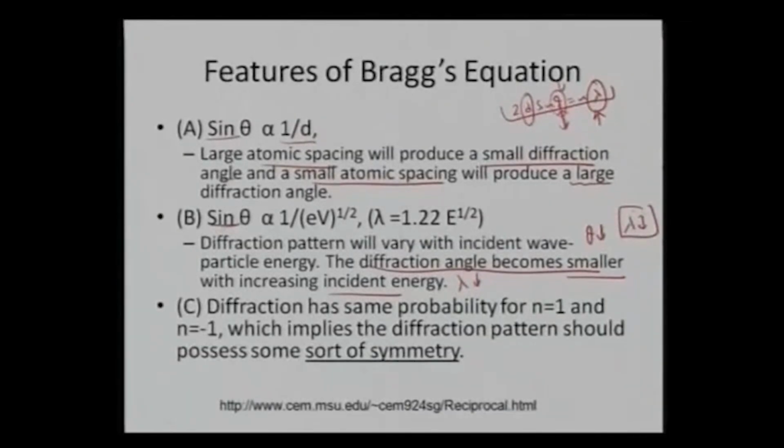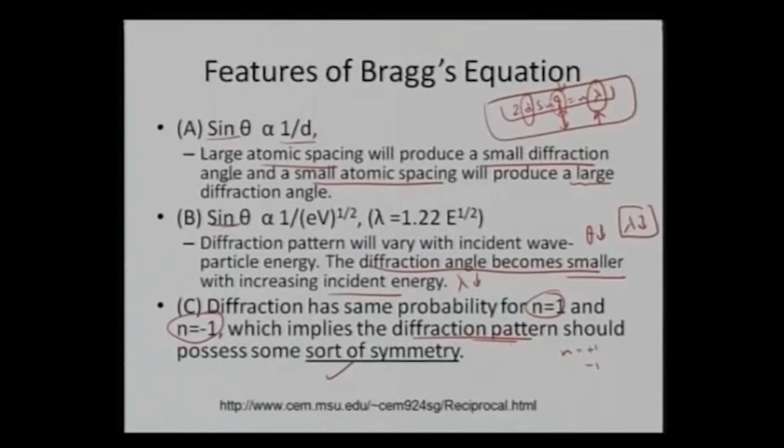At the same time, if I keep my n as either plus 1 or minus 1, this law will again be valid, and it shows that there is some sort of symmetry which has to be incorporated for different values of n. So diffraction will automatically have the same probability whether n is equal to plus 1 or n is equal to minus 1. So my diffraction pattern automatically incorporates some symmetry into itself.